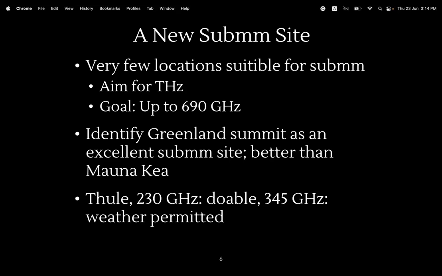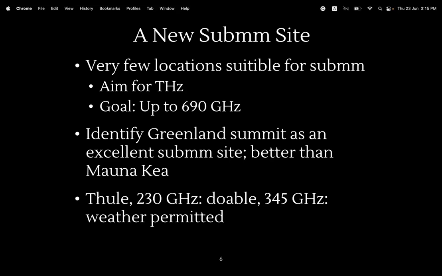We also identified the Greenland summit as an excellent sub-millimeter site. From our data, we believe it's better than Mauna Kea and slightly worse than the South Pole. Currently in Thule, we can operate at 230 gigahertz in okay opacity. 345 is doable, but it has to be weather permitting, in the rare, very cold weather of deep winter.